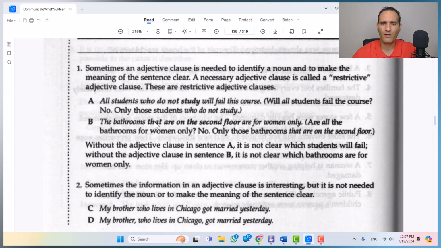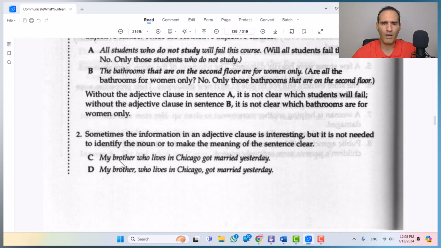The bathrooms that are on the second floor are for women only. Are all the bathrooms for women? No. Those that are on the second floor are for women only. The adjective clause is separating some bathrooms from the others. Necessary adjective clause.